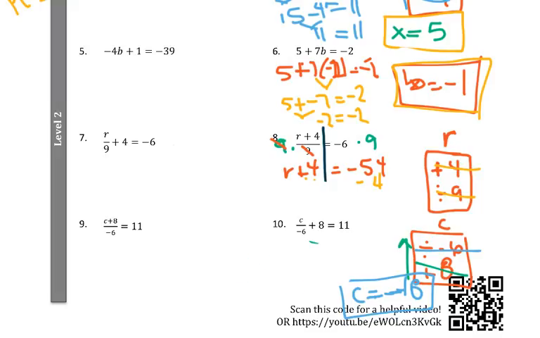Alright, and let's just double check one more time. So if I substitute that in for the C, negative 18 divided by negative 6 is a positive 3. And a positive 3 plus 8 is going to be an 11. That's awesome. Yep, C equals negative 18 is the right answer there. Alright, let's go on to the next page.